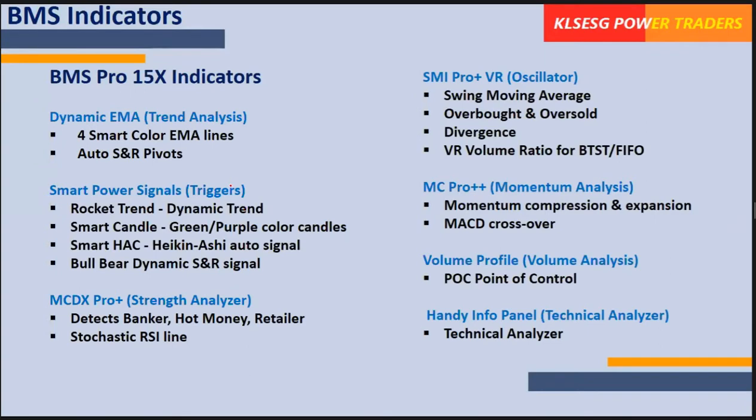We have the MCDX Pro. This is to see the banker, hot money, and retailer. We also have SMI Pro. This is to see the swing moving average, the overbought and oversold condition, divergence, and VR, volume ratio. Some people like to do BTSD, FIFO, this kind of thing. They look at this. We can also see the momentum compression, MC Pro, and the MACD.